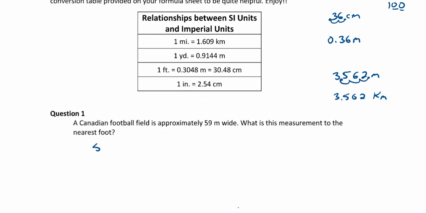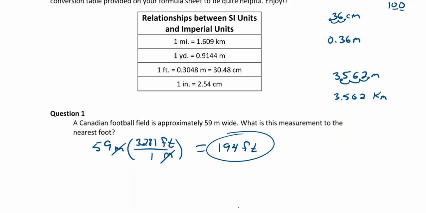So we write out 59 meters, and then I'm going to multiply that by some factor. I'm going to put meters in the bottom and feet in the top, so I'm going straight from meters to feet. There are 3.281 feet in 1 meter. So the meters cancel, and we end up with 194 feet. There you go.